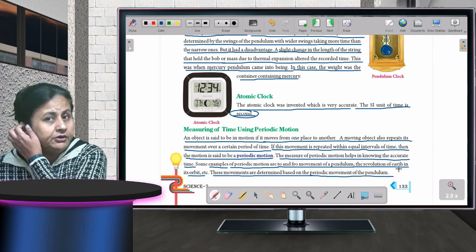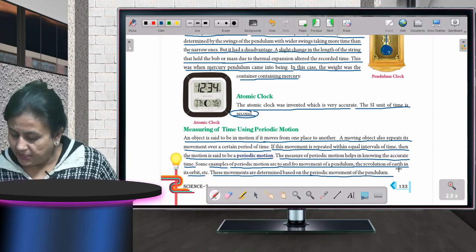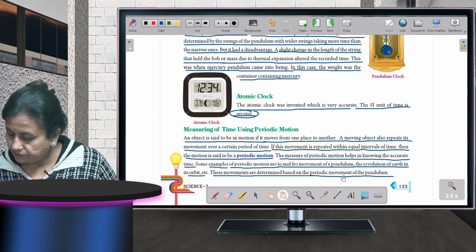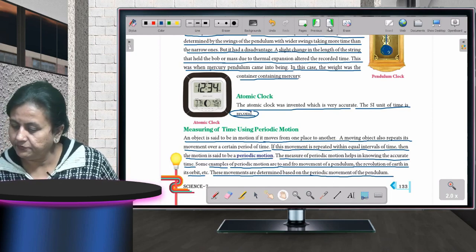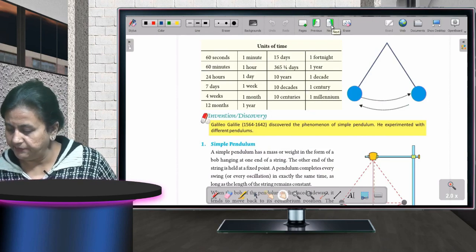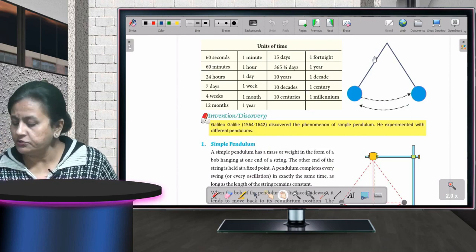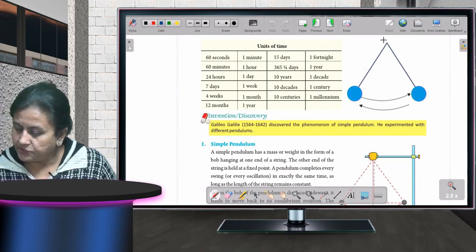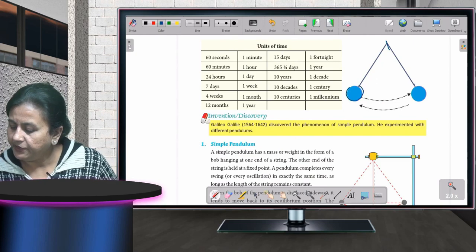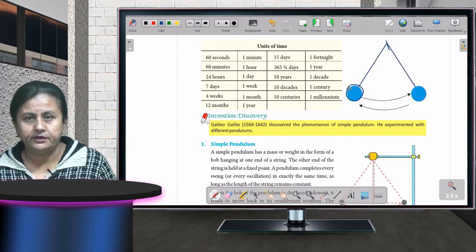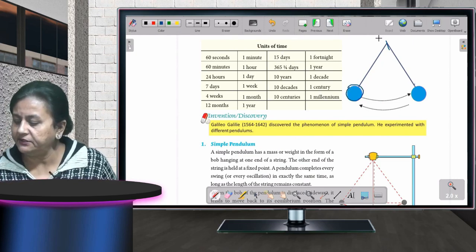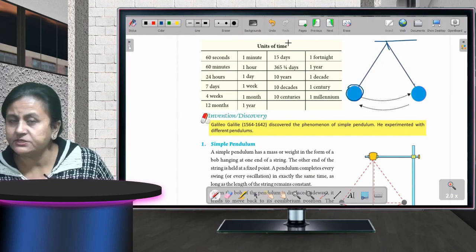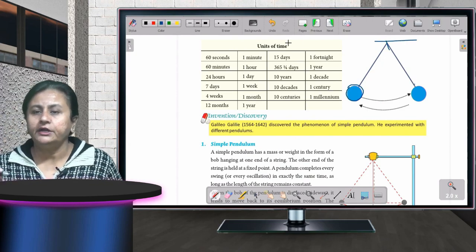Do you know what a pendulum is? See, I'll tell you. Let me come to the next page. See, you can see on your screens also, this is a pendulum. What is it? A string is there. You can see the string is there, and on one end, a metal bob is attached to it. Then this string is attached to some base, and now it keeps on moving.